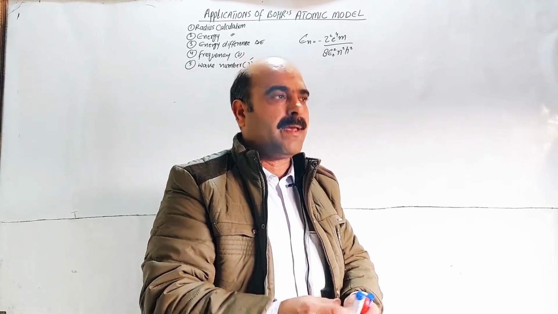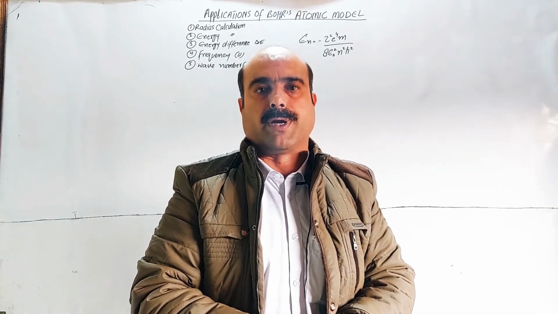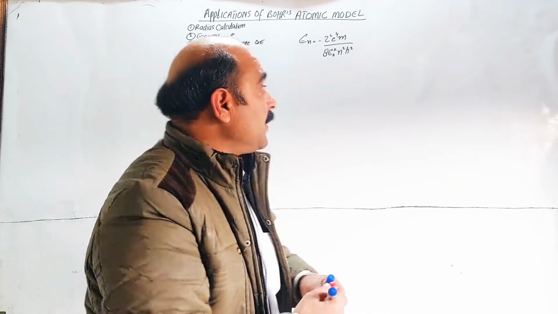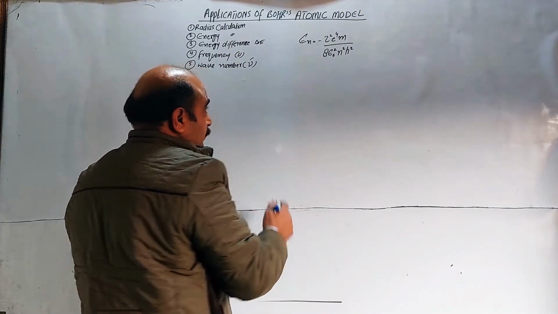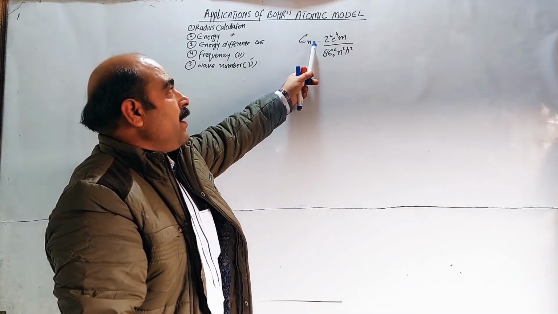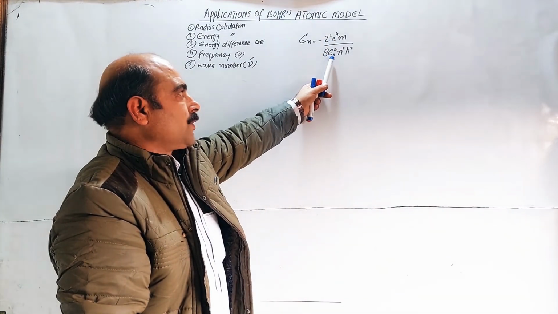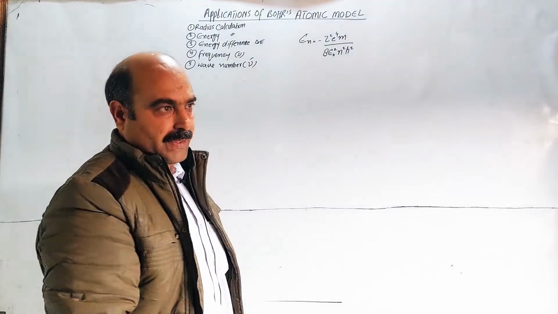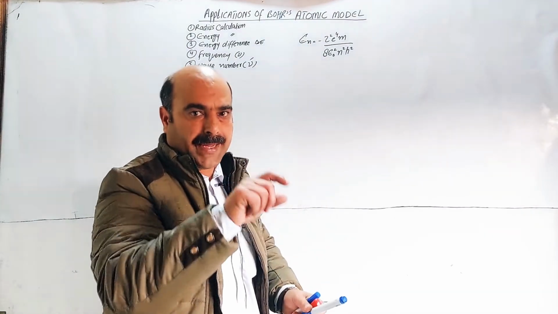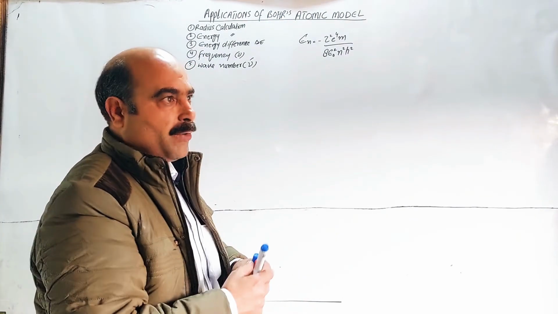Today's topic is that with the help of the Bohr model we will calculate the energy difference between the two orbits and derive the equation for it. Let's start. Dear students, in the previous topic we learned that the energy of any orbit is equal to minus Z square e4 m divided by 8 epsilon naught square n square h square. This is the last equation of the previous topic, and it is used to calculate the energy of any orbit. Now we start with the general form of the energy calculation.